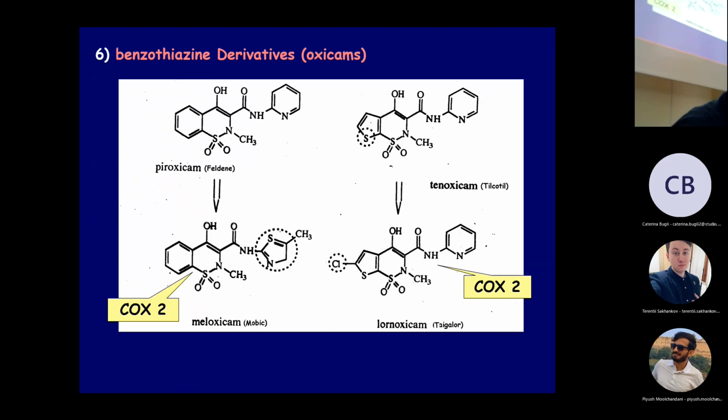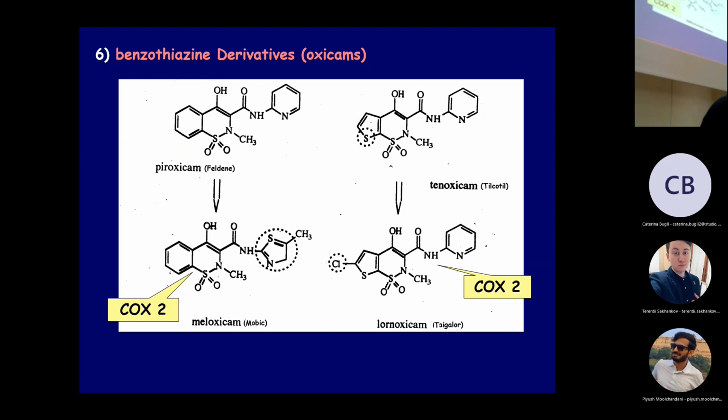As I told you before, during the last week, I told you that it is important, the acidic function, in order to interact with arginine 120 at the beginning of the tunnel of the cyclooxygenase, if you remember. And so more or less, all anti-inflammatory agents of this class have this type of function, an acidic function, masked or unmasked.